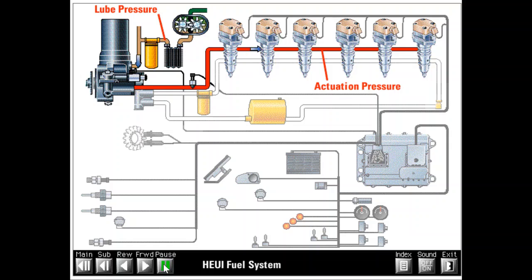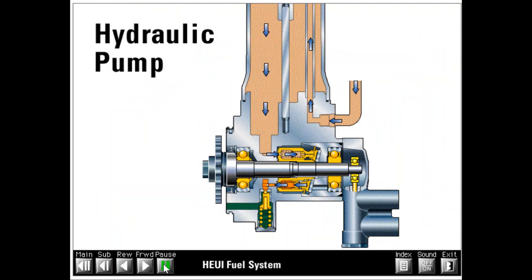Oil flows from the lube pump through the engine oil cooler, through the oil filter, and then to the main oil gallery. A separate circuit from the main gallery directs part of the lube oil to supply the hydraulic pump. Oil flows into the inlet port of the hydraulic pump and fills the pump reservoir.